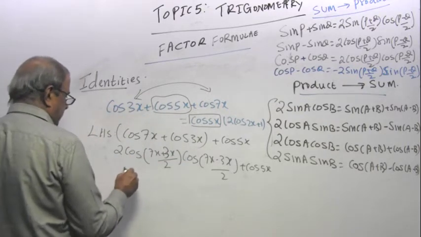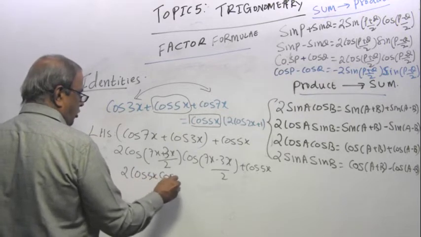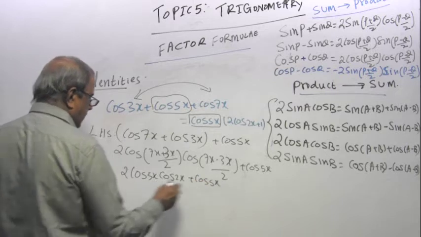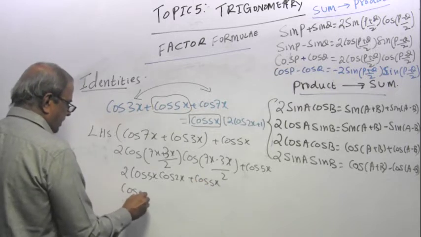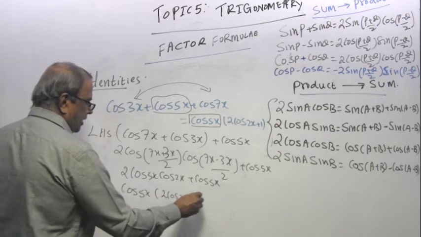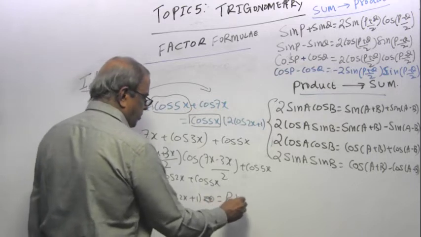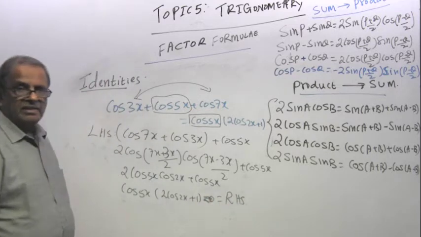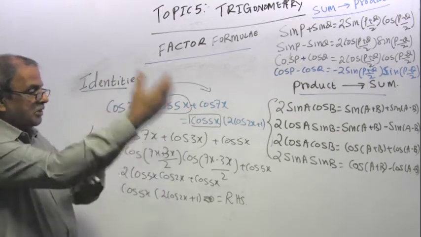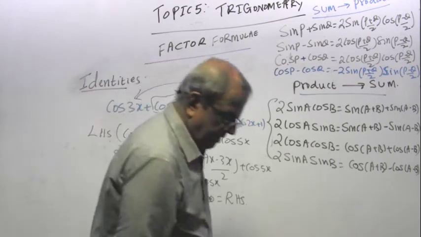So therefore, that becomes 2 cos 5x cos 2x plus cos 5x. I can take cos 5x as a common factor. I get cos 5x times (2 cos 2x plus 1) equal to, oh sorry, not equal to 0, which is the right hand side. See? So nice, isn't it? The formula can be applied in so many ways, but you pick the one that suits you best.